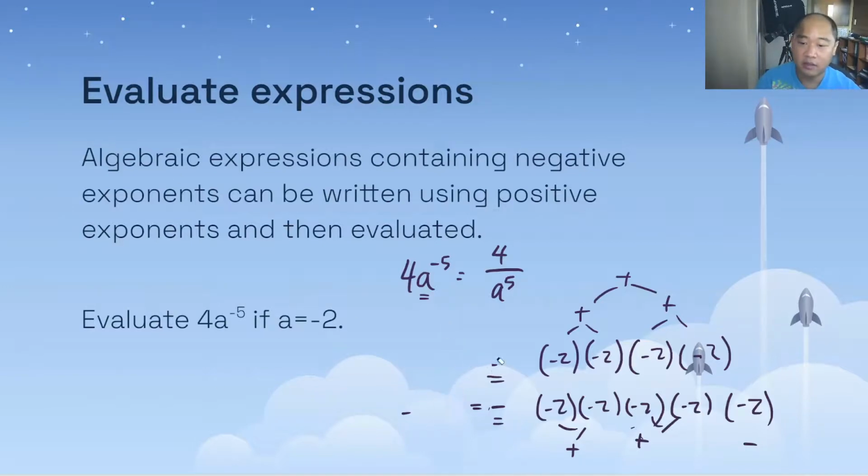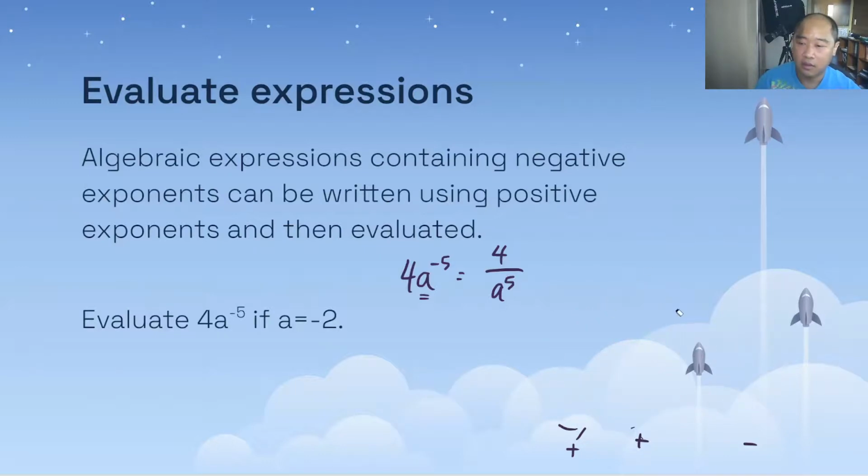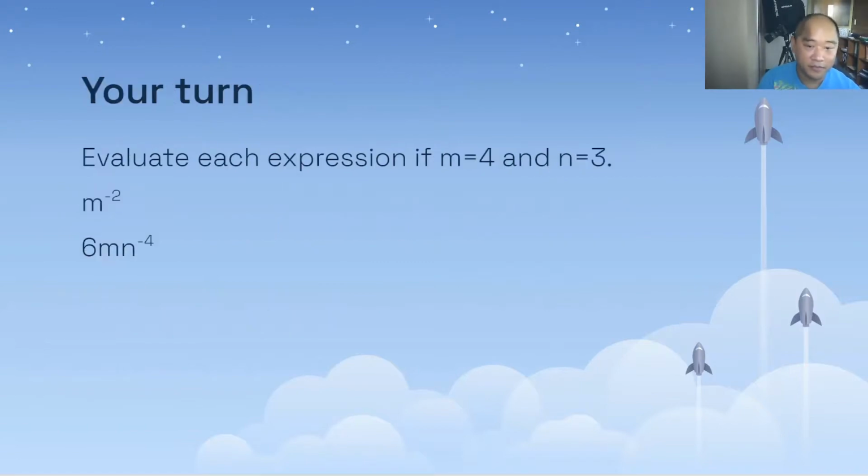Okay, so let's look back at our equation. So 4 over a to the 5th is 4 over -2 to the 5th. This is an odd power, right? 2 times 2 5 times is 32. So that's going to be a -32. 4 over -32. Can we reduce this? Yes, we can. That's 4 over -8. I'm sorry, 1 over -8. So the answer is -1/8. Okay, your turn.